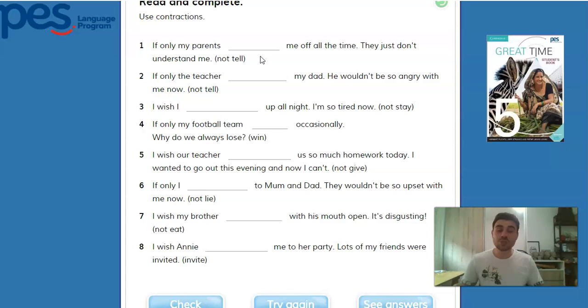Do you think this person is talking about a present situation that he or she wants to be different, or about a past situation? In this case here, it seems very clear that the person is talking about a present situation that he or she is not very comfortable with, right? So in this case, we need to use the simple past. And then here we have in the parentheses, not tell. So I need to make it simple past in the negative. So I need to use didn't tell me off all the time.